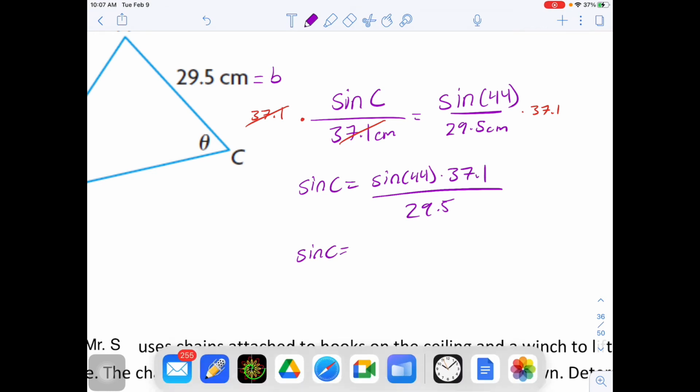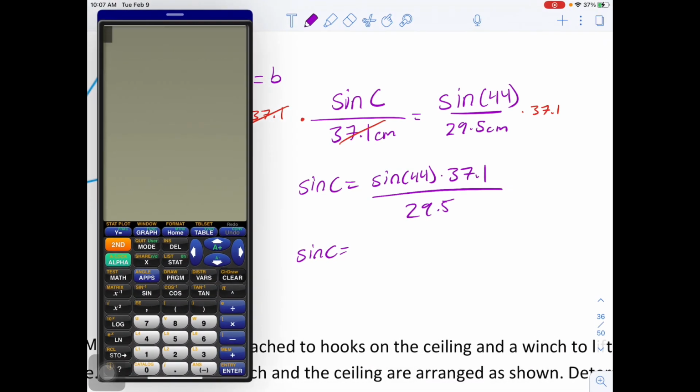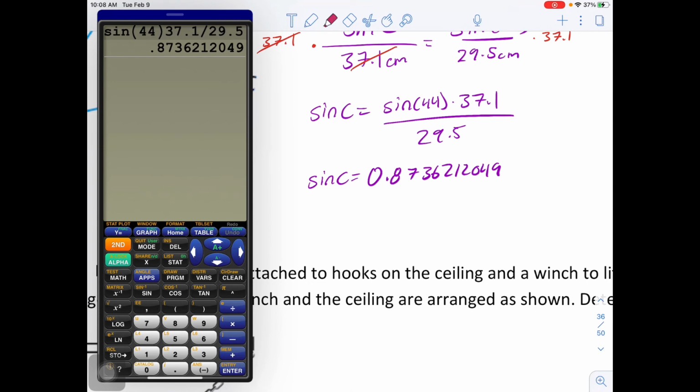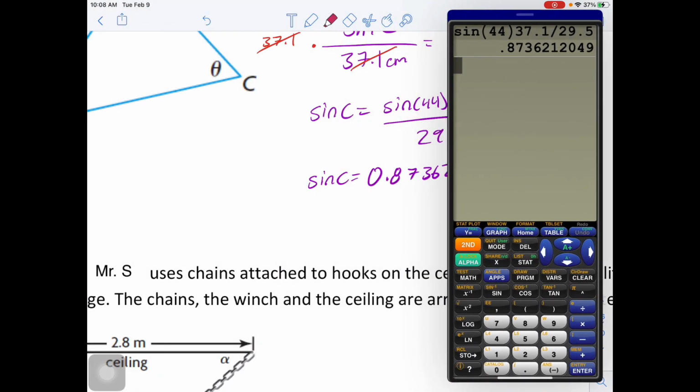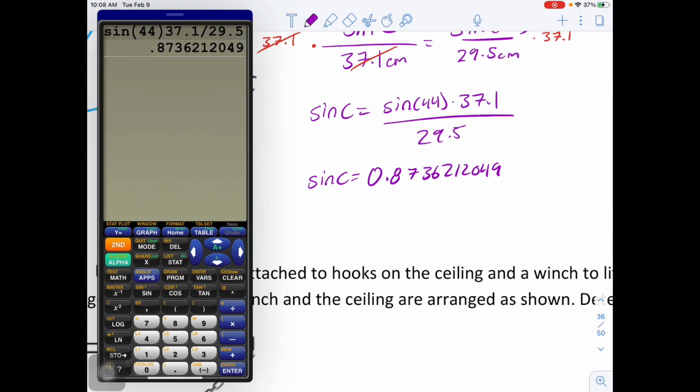So let's first figure out what that is. So sine 44 times 37.1 dividing 29.5. So that gives us 0.873621249. Now I've just found the ratio. This is not the angle, okay? So it's something to understand. That's not the angle, that's the ratio. In order to find the angle of C, we are going to take the inverse of this ratio.